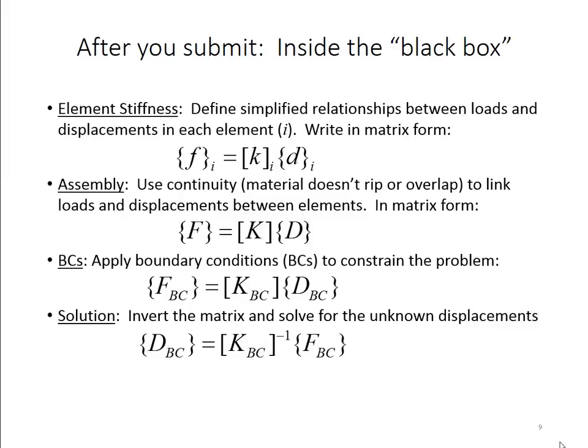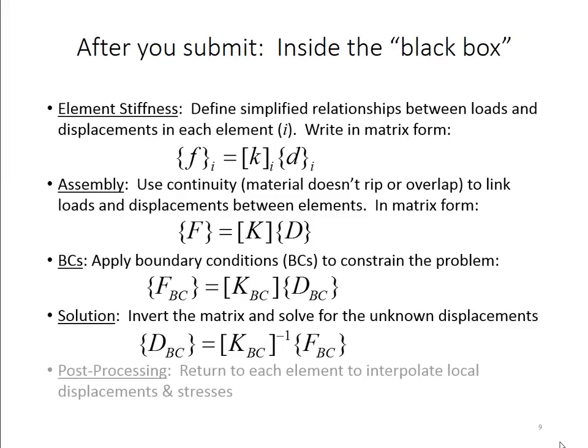Then finally, you take the inverse of the K_BC matrix, and that allows you to come up with a vector of now known displacements. So D_BC would be all the known displacements. And then finally, you do the post-processing. You go back to each element and interpolate local displacements and stresses in them.